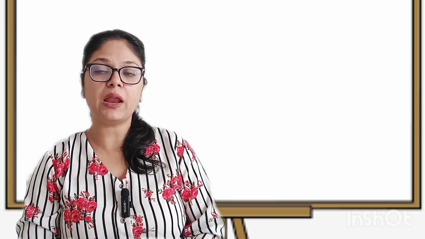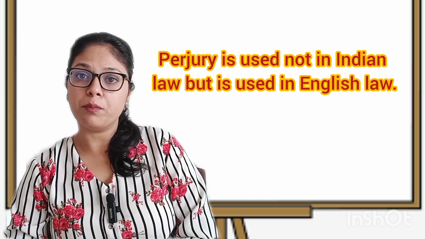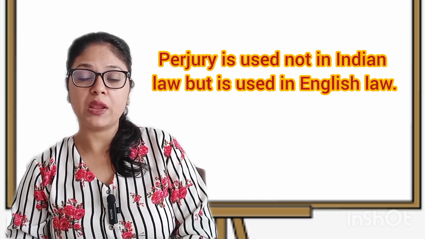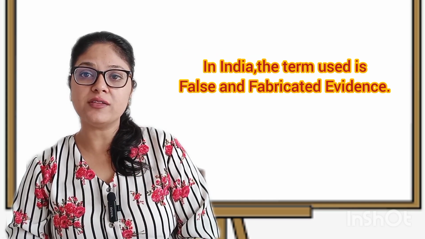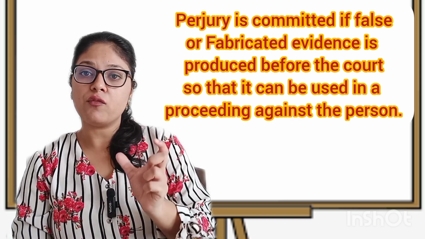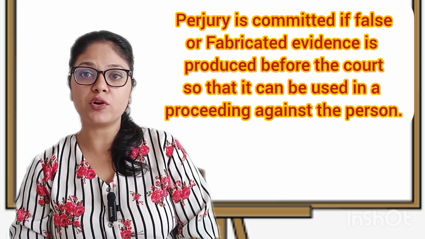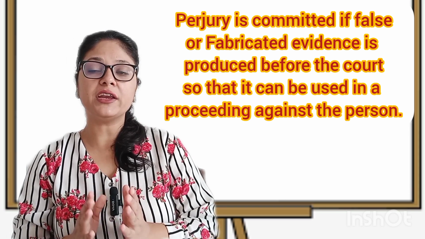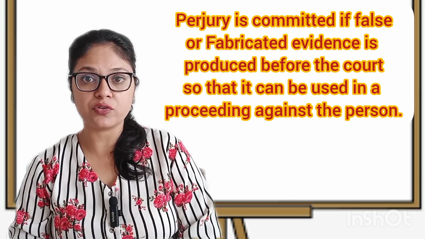Today we will talk about the offense of perjury and contempt and the procedure of trying those offenses under Bharatiya Nagrik Suraksha Sanhita. The term perjury is not used under Indian law, but it is used in English law. In India, the term used is false and fabricated evidence. Perjury is committed if false or fabricated evidence is produced before the court so that it can be used in a proceeding against the person.